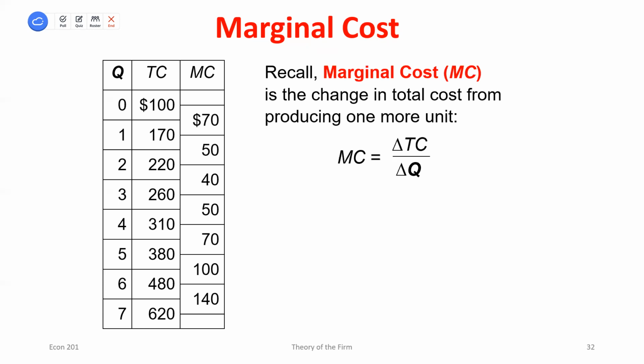What was the change in my total cost? Well, from 0 to 1 unit, my total cost went up by 70. So the change in total costs per unit I was producing is 70 over 1, or 70. You go from 1 to 2 units, so going from 170 to 220, the difference there is 50, divided by how many units I increased, which is 1, so 50 over 1, or 50. I do the same thing all the way down and come up with my marginal cost for moving up to higher and higher quantities.